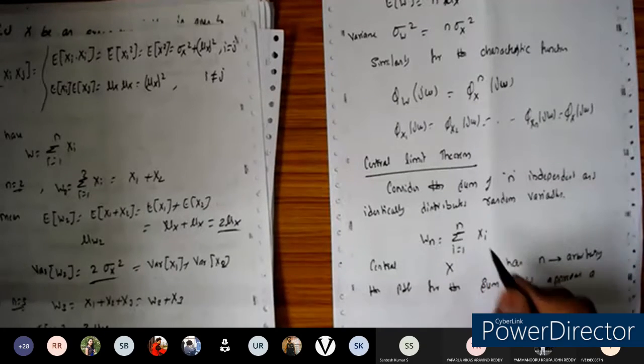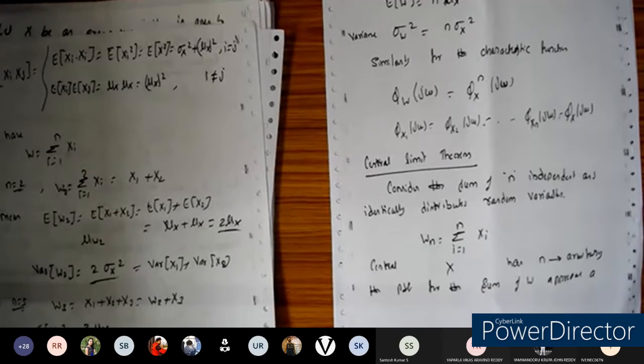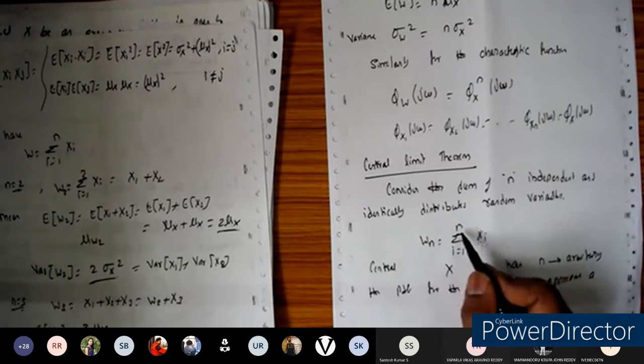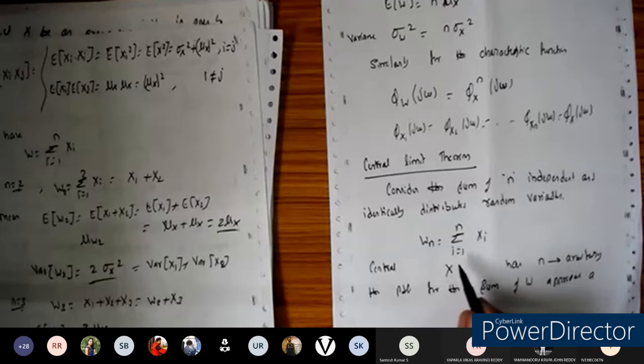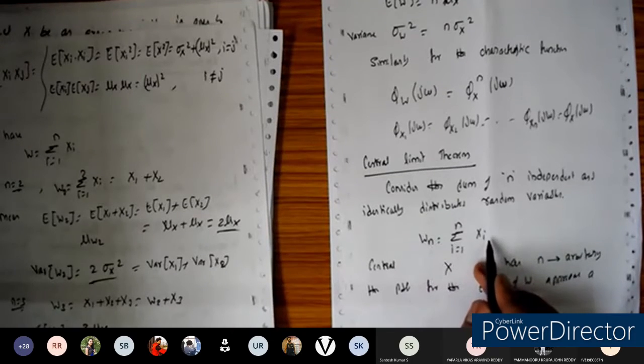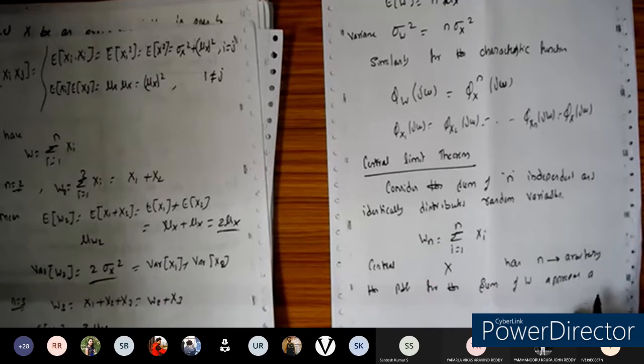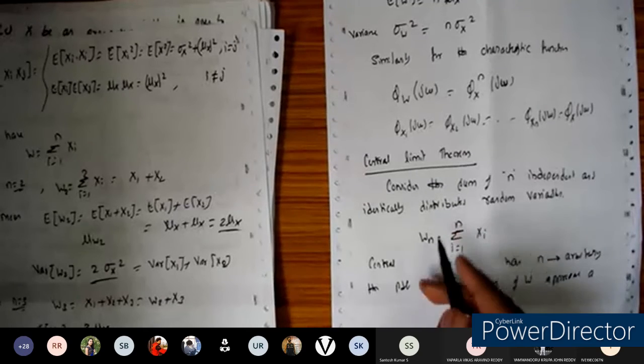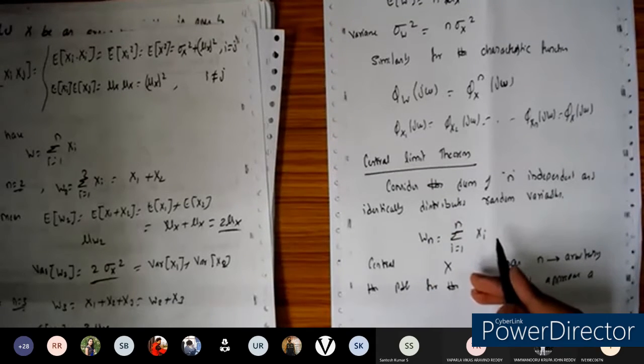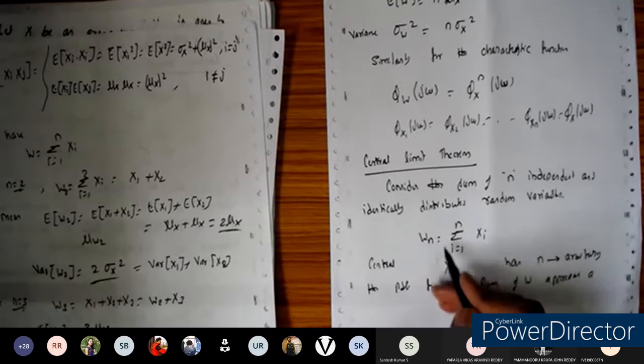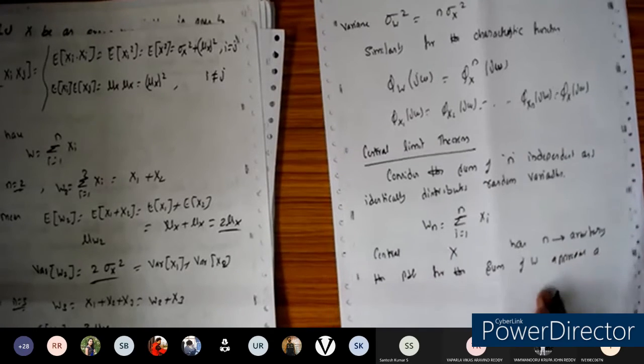So what happens if the value of n increases to a very large value? Then this W approaches, and can be considered as, a Gaussian PDF. That is what the central limit theorem states. If the value of n increases, then Wn becomes equal to, or is approximated by, the Gaussian PDF.